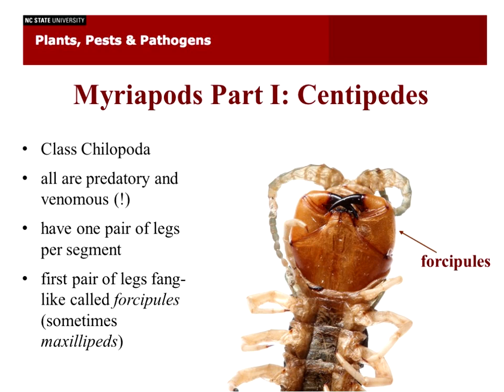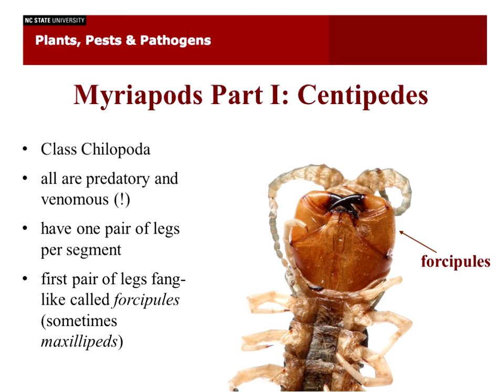It's a little less talked about because they're a little less diverse than millipedes. There are about 3,000 species, I think, of centipedes described, and they are in the class Chilopoda. Now, all of them are predatory and venomous.